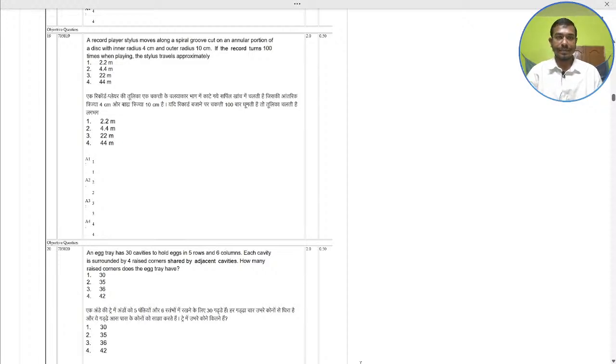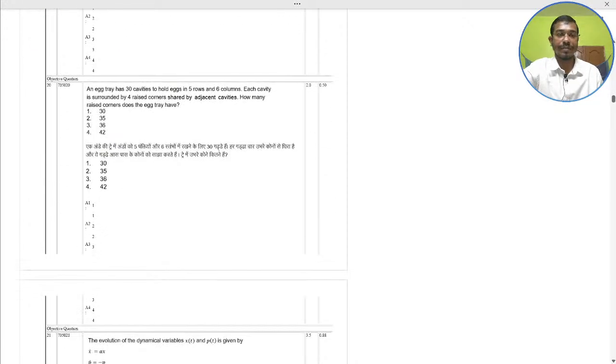a record player stylus moves along a spiral groove cut on an annular portion of a dish with inner radius 4 cm and outer radius 10 cm. If the record turns 100 times when playing, the stylus travels approximately what? This is homework 3 for you, for better practice, concept and understanding.